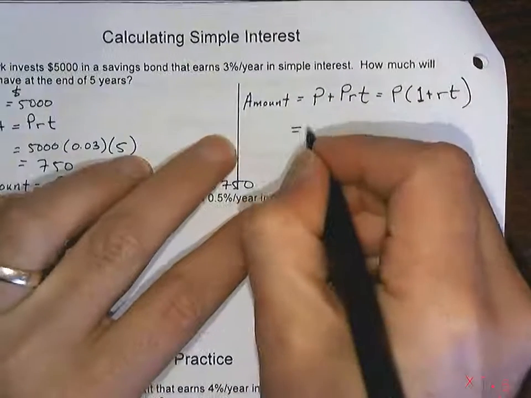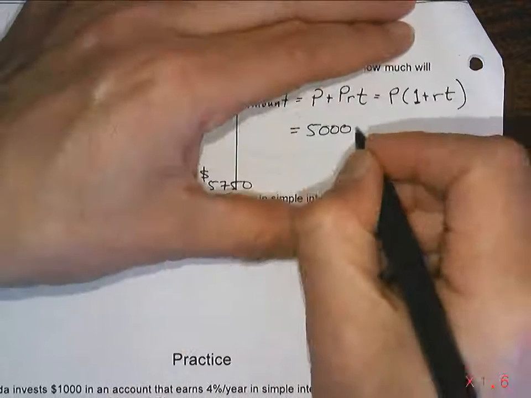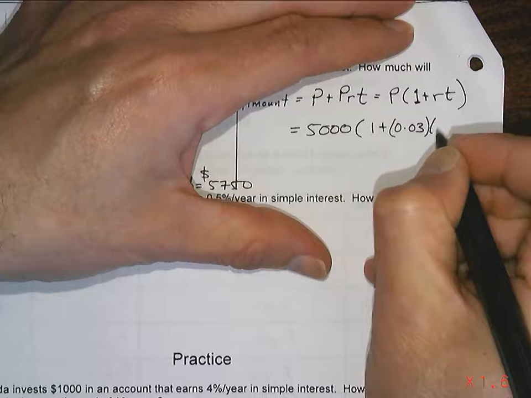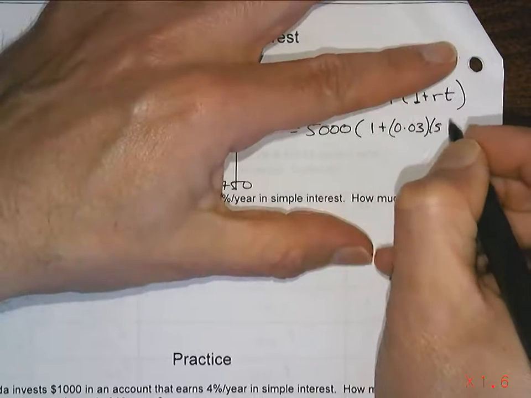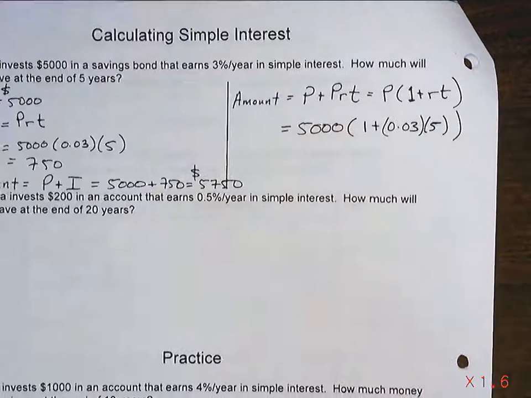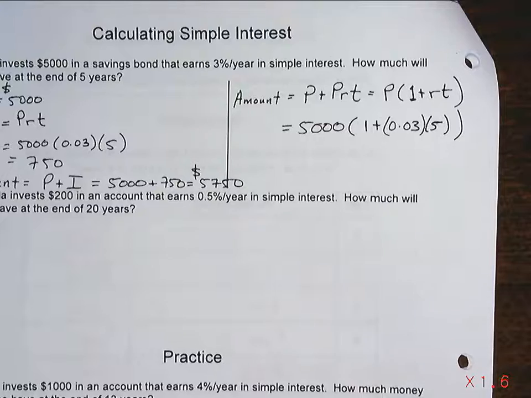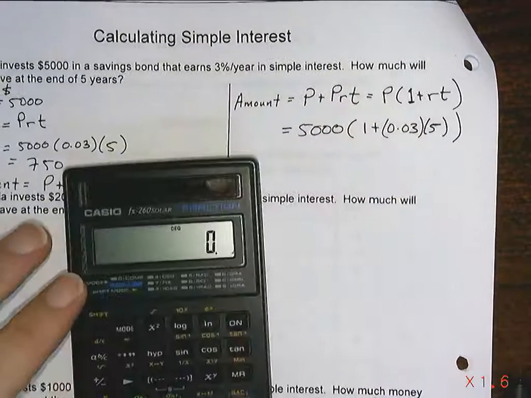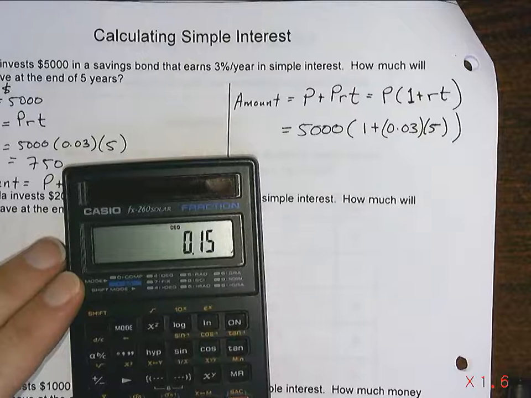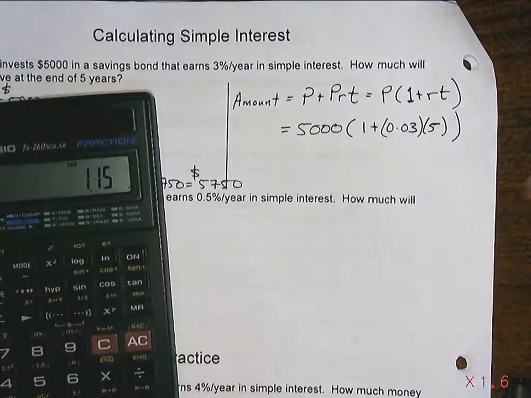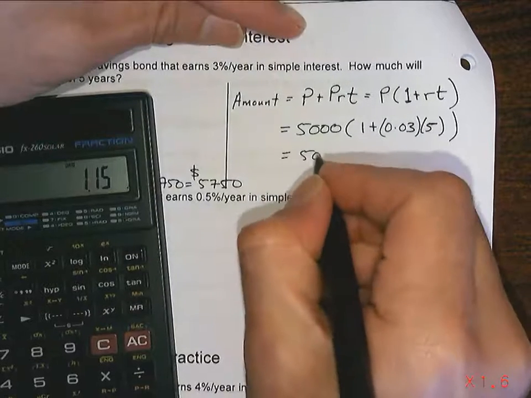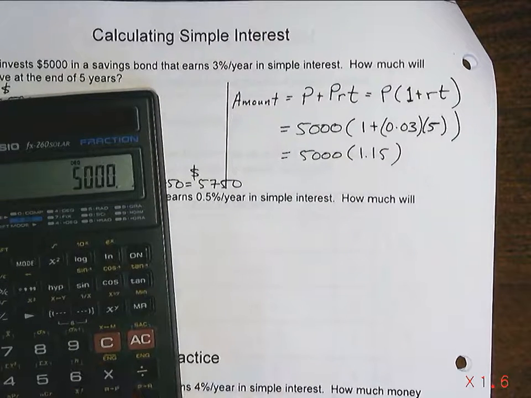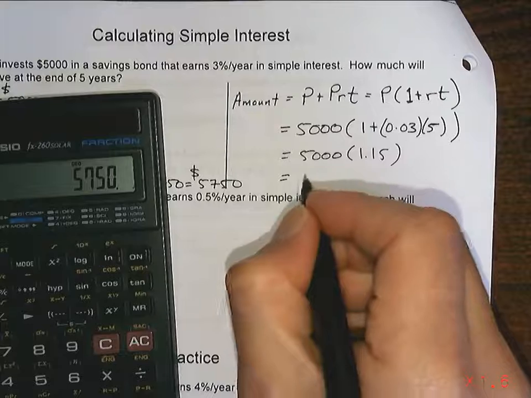So if I use that formula, it's 5,000, 1 plus 0.03 times, was it 5? Yeah, 5. Now to do this question, you've got to use order of operations. You got to do what's inside the brackets first, and you got to do the multiplication first. So 0.03 times 5 equals, plus 1 equals, so it becomes 5,000 times 1.15, which is $5,750.